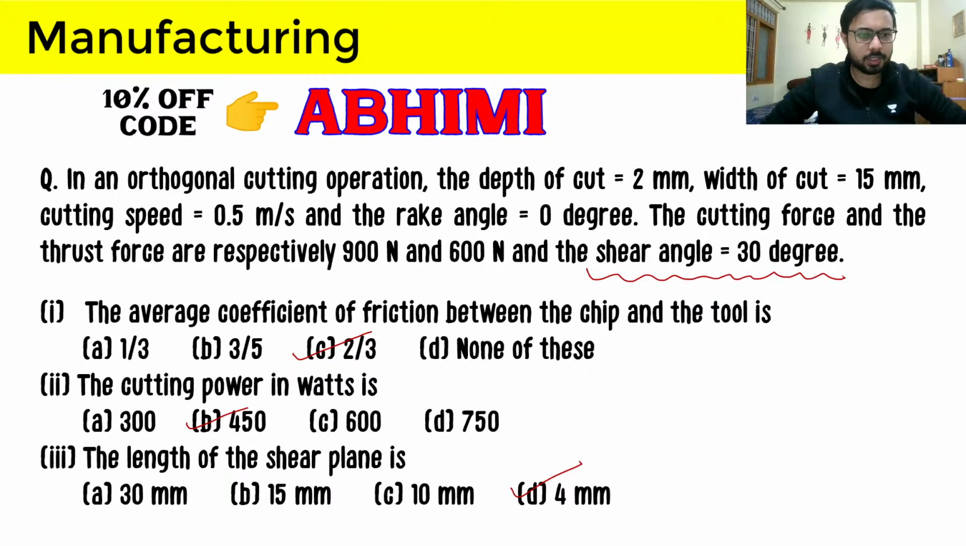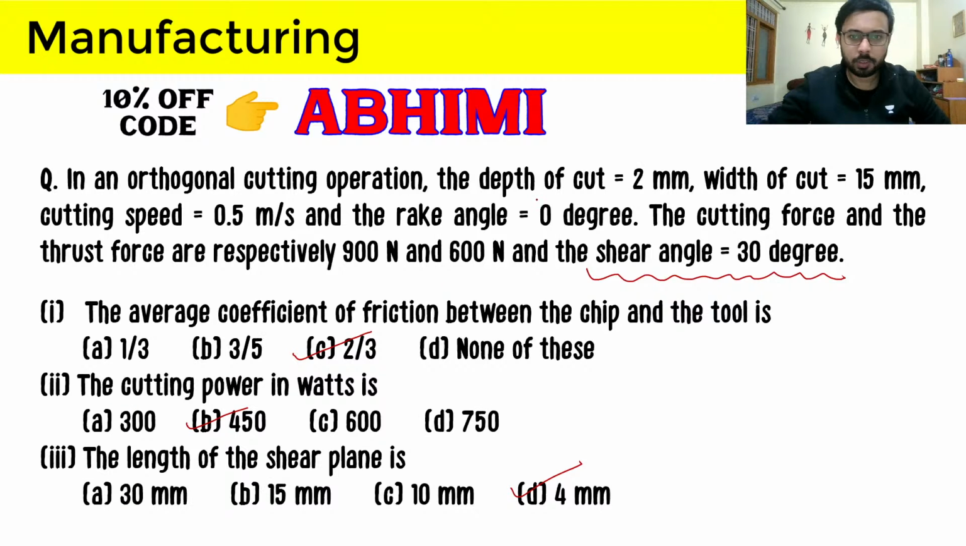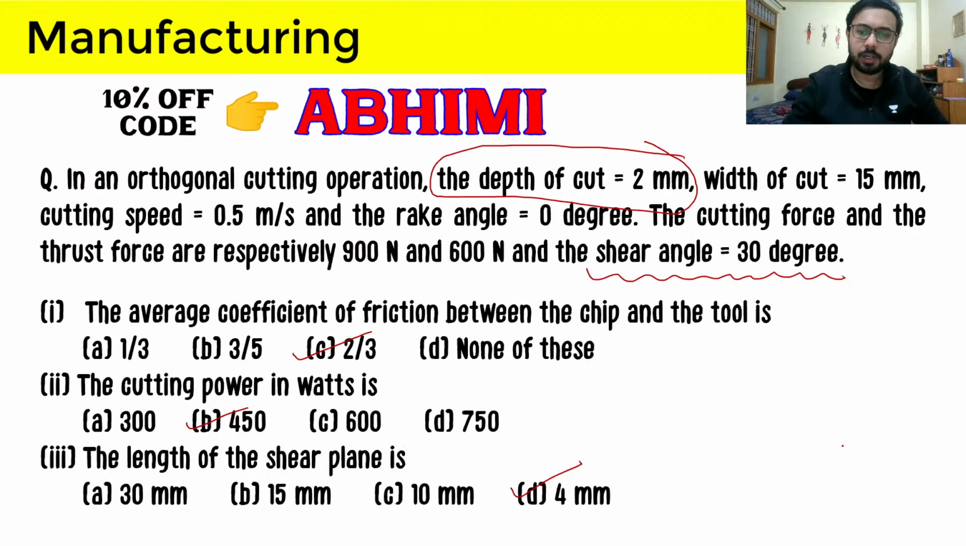So we discussed this question entirely, and now let us see what we can see in this question. So here depth of cut is given, and from depth of cut you can calculate shear plane. So using this depth of cut value you can calculate the shear plane length, and how you can calculate that, I have shown here. This is the length here because this is the width, and this ts you can calculate by t divided by sine phi, where t is depth of cut.